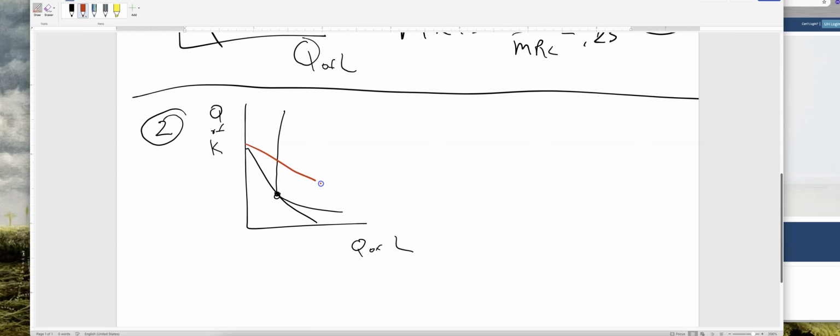So that means that my isocost is going to become flatter. And essentially what that would mean for us is that if we drew this new isocost, or sorry, isoquant, what we're going to see is that after the wage fall, let's put this in a different color.